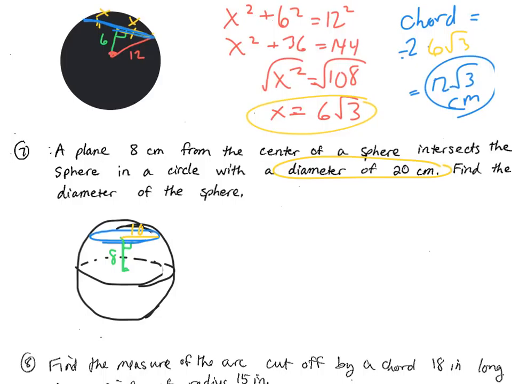Find the diameter of the sphere. So the diameter of the sphere I don't know, but I'm going to propose that if I can make a right triangle right here, then I could find the radius of the sphere, and then if I find the radius of the sphere, I can find the diameter by doubling. So there's your picture to start off. Why don't you go ahead and see what you can do with the Pythagorean theorem, and then see if you can get the entire diameter of the sphere when you're finished.